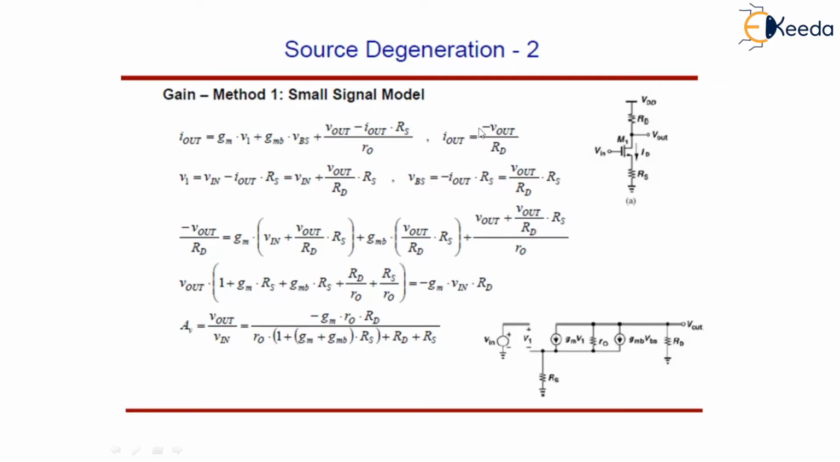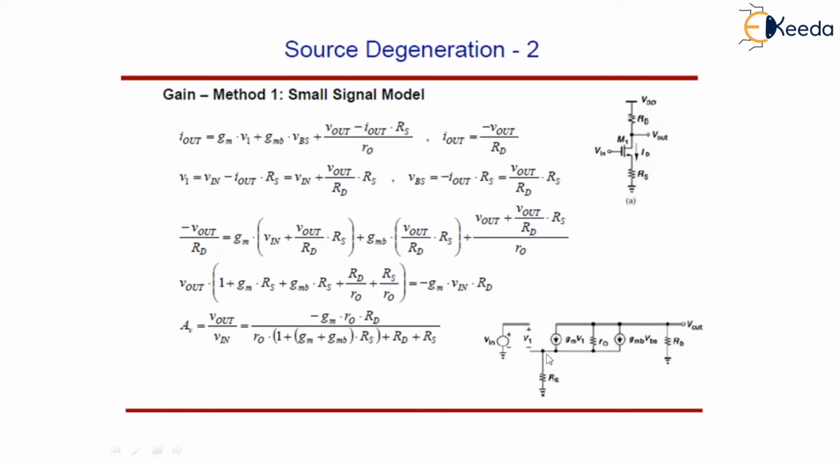Substituting the value of I out from this equation into this equation, I out can be written as V in plus V out by RD into RS. This is V1. Okay, substituting the value of I out here. Now VBS. How can we calculate VBS?